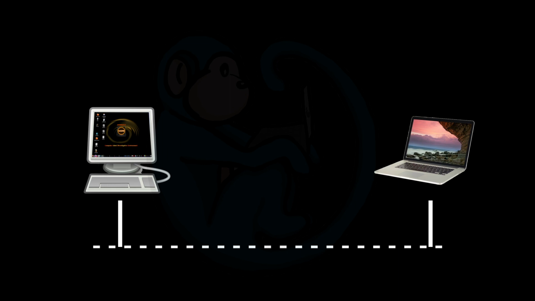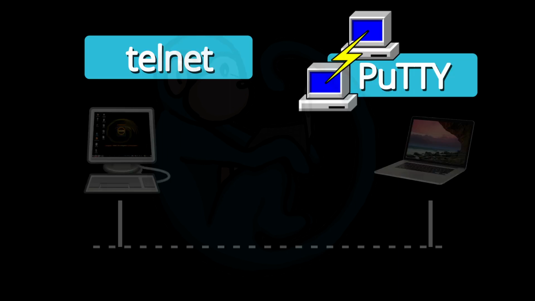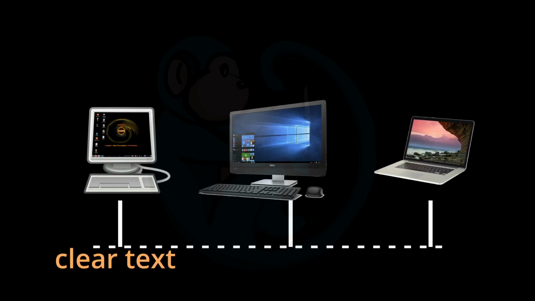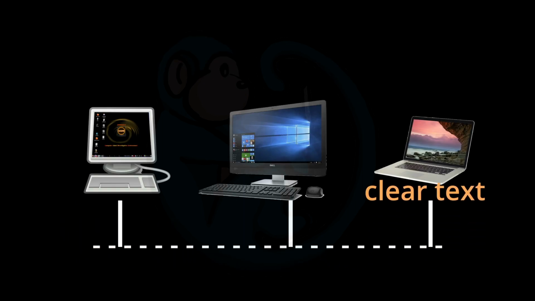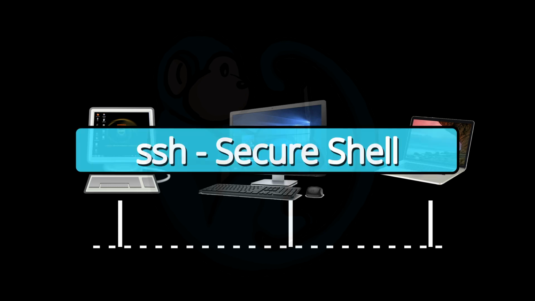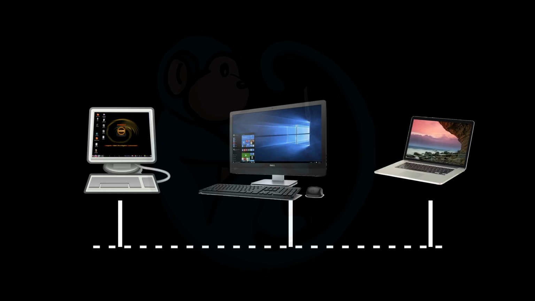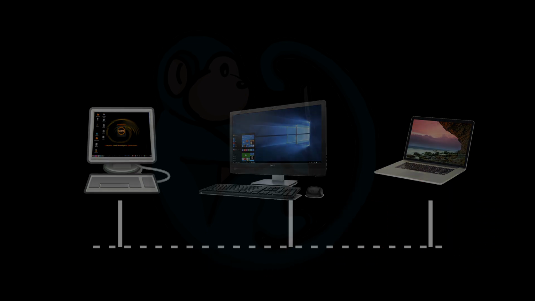So how do you access a machine remotely? In the old days, there were programs like telnet or PuTTY, but those programs did not use encryption, so anyone on the network between these two computers can see that data. Those programs have now mostly given way to a more secure method called SSH, which is short for Secure Shell. Using SSH, we can access a remote machine, but the data that goes between the two machines is now encrypted.